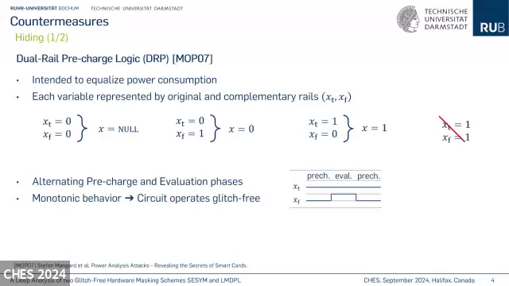And then during execution of this scheme, alternating pre-charge and evaluation phases are applied to the circuit. How this looks is visible on the bottom right here. First, a pre-charge phase is applied such that both of the rails are set to 0. Then in the consecutive clock cycle, an evaluation phase is done, where here x is equal to 0. And then in another clock cycle, again, the rails are reset. What we can observe here, because this is true for all of the intermediate values in the circuit, is that the complete circuit follows a monotonic behavior, meaning that all of the glitches are eliminated in the entire circuit.